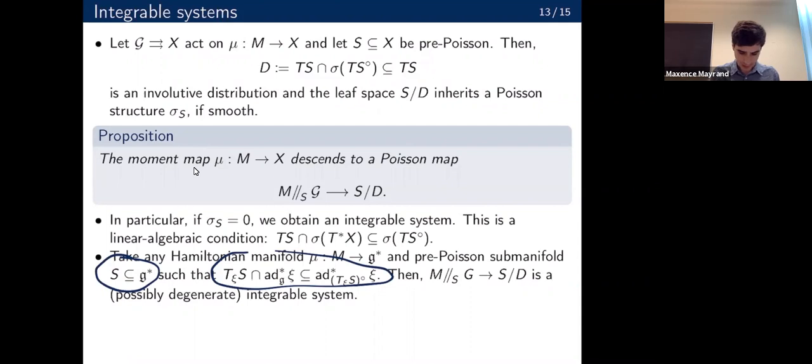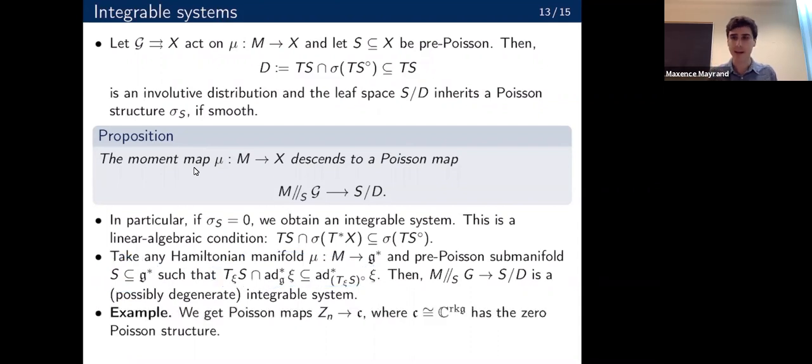And as a special case, if you apply that to the Ginzburg and Kazhdan examples, using this point of view as a symplectic reduction on some manifold, you get Poisson maps onto C, where C was defined as the GIT quotient of G star by G, which is just an affine space of dimension the rank of G. And in this case, it satisfies this condition where you get the 0 Poisson structure.